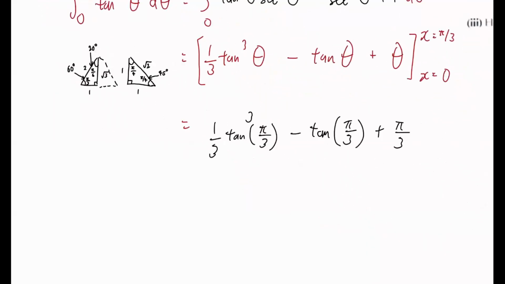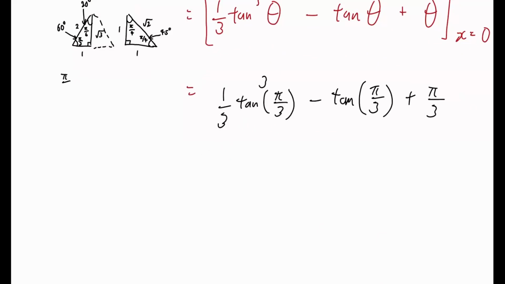Okay, tangent pi over 3 is the same as... how I remember it is like this. Pi over 3, I link it to 60 degrees. Pi over 6, I link it to 30 degrees. So 6 linked to 3, 3 linked to 6. Then pi over 4, 4 linked to 45 degrees. Make sense? 3 goes to 6, then 6 goes to 3. A bit funny, huh? Then 4 is linked to 4.